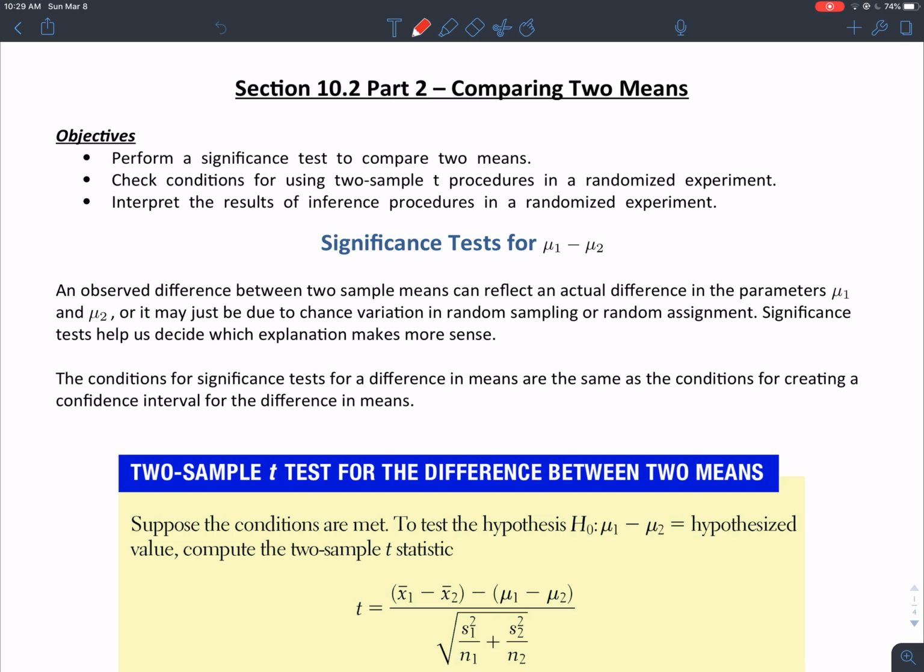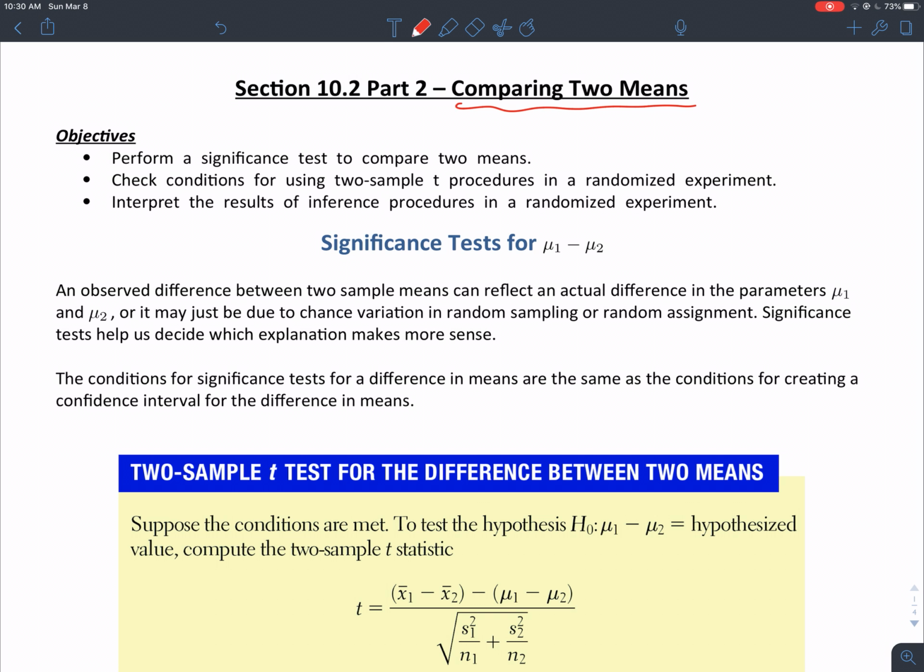Hi guys, so let's do section 10.2 part 2. For this section I'm not going to do too much thinking about concepts and stuff like that. Basically we've done some of that in section 10.2 part 1, and what we want to do here is just transition from building a confidence interval for a difference in means to doing a hypothesis test for a difference in means, okay? Which means comparing two means.